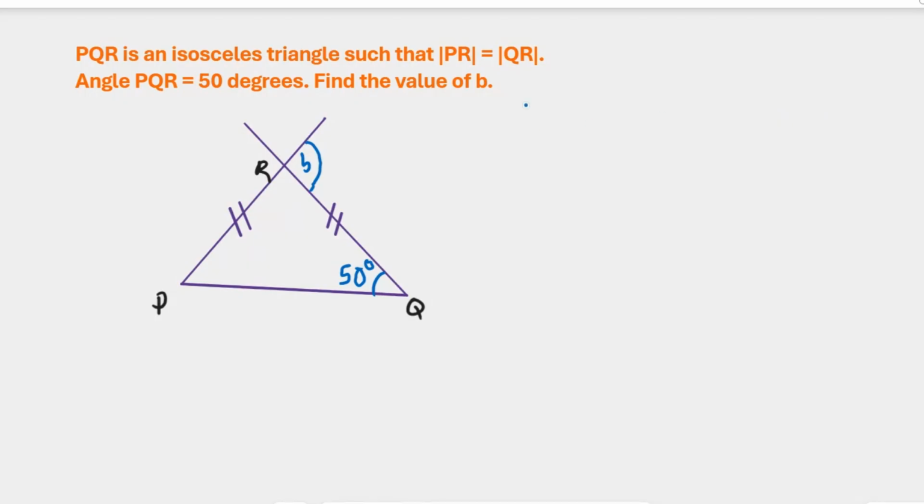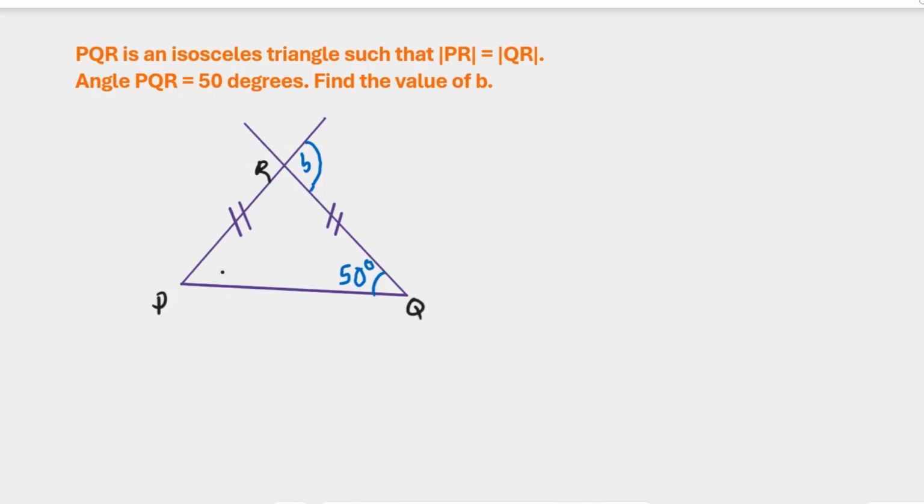The question says that PR is equal to QR. Angle PQR is 50 degrees. We have to find the value of B. That is B. Good. So how do we find the value of B? So you can work this question. It's very, very simple. So since this is an isosceles triangle, we have to use that property here.